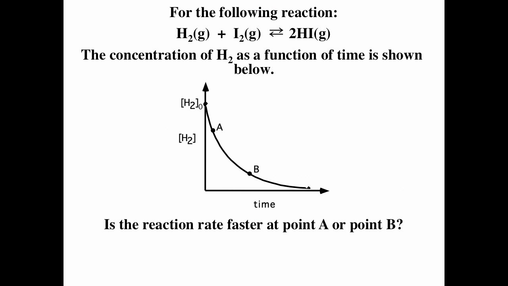The question we can ask is, here we have this reaction H2 plus I2 going to HI. The concentration of H2 is shown below as a function of time. And so is the reaction rate faster at point A or point B? Well, obviously the slope is more negative at point A, and so the reaction is faster at point A.